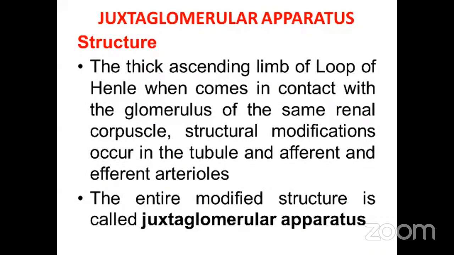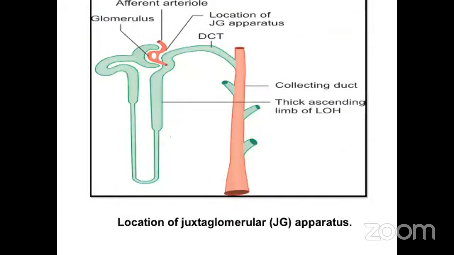Then we will see the juxtaglomerular apparatus. There may be a short note on the juxtaglomerular apparatus, or you may be asked to draw a labelled diagram of it. So, if we see the structure of the juxtaglomerular apparatus, this is its location.